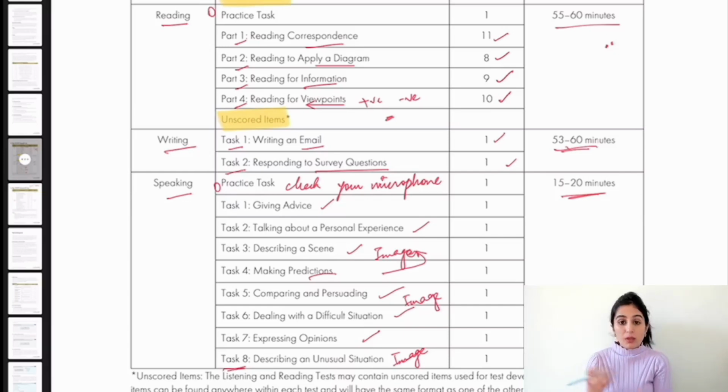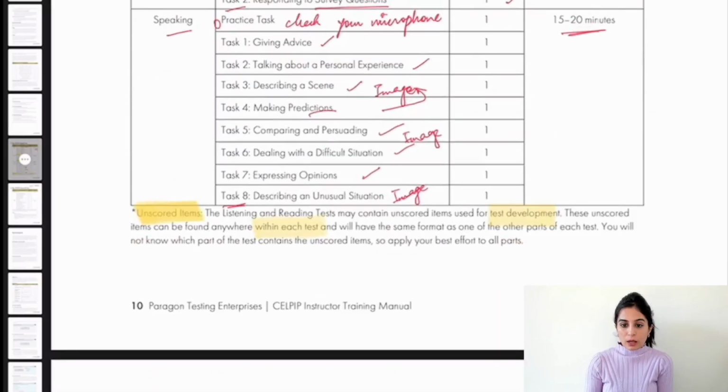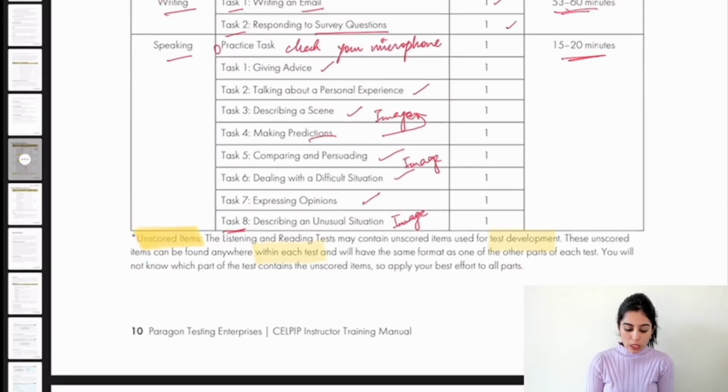And I've already explained it, but I'll do it again. So, what exactly are unscored items? The listening and reading test may contain unscored items used for test development. These unscored items can be found anywhere within each test and will have the same format as on the other parts of the test. You will not know which part of the test contains the unscored items, so apply your best effort.